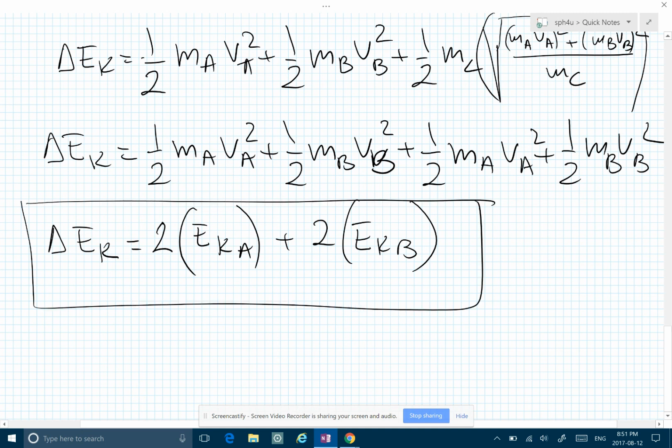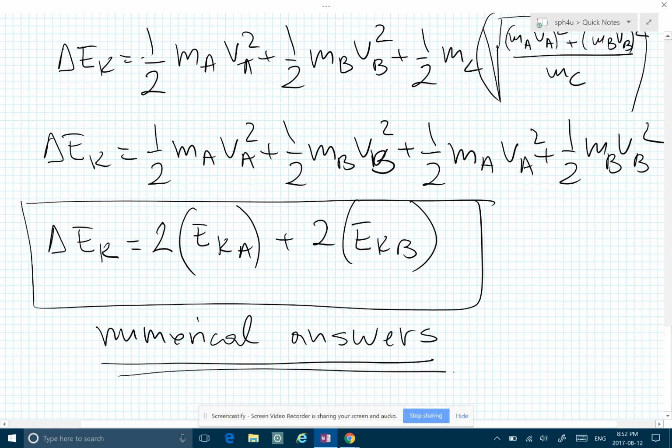Again, I didn't put in the numbers, but at this point, you can continue with the numerical answers, if you will. I'm more interested in how we get the equations.